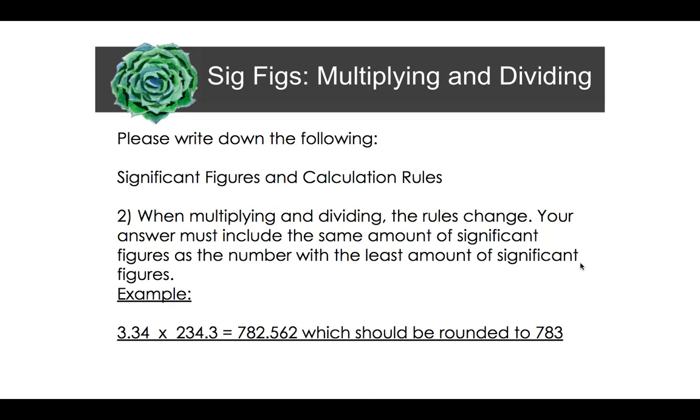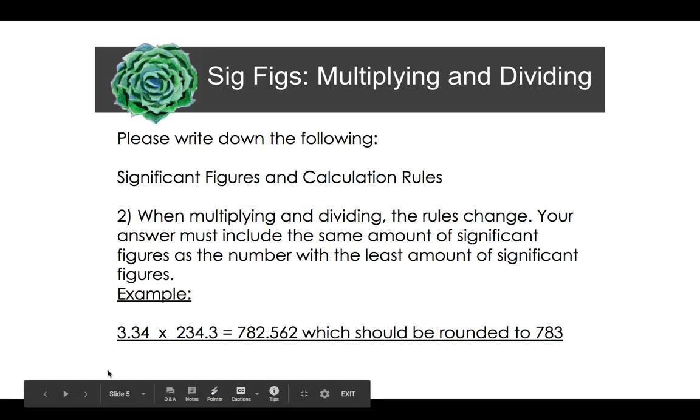Next, we're going to go into multiplying and dividing. In multiplying and dividing, we're going to use some different rules here. So you still need to be able to calculate and figure out how many numbers are significant in each. Then you're going to round your answer to the original number that has the least amount of significant figures total. For example, I have the number 3.34 being multiplied by the number 234.3. The number 3.34 has 3 significant digits in it, the 3, the 3, and the 4. The number 234.3 has 4 significant digits in it, the 2, the 3, the 4, and the final 3.